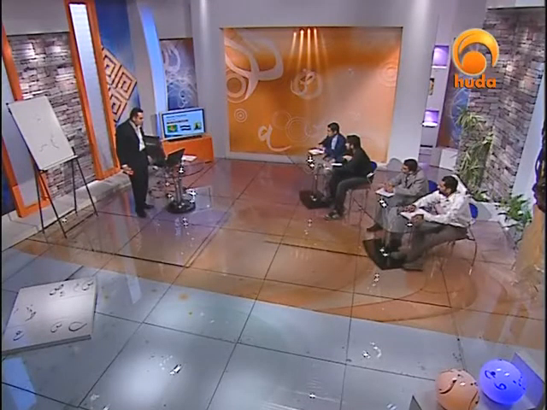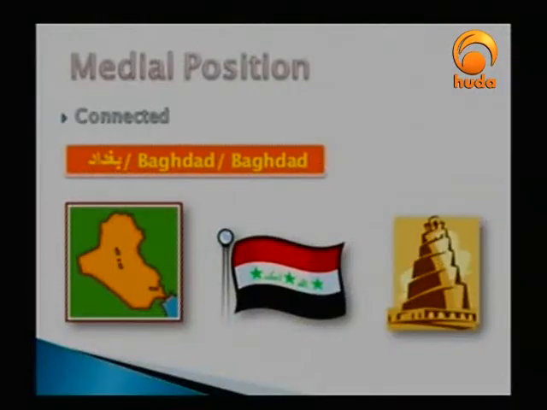Here we have Baghdad. Have a look at the photo here. Can you see that? Ghain here is closed. Can you see this? Okay, and we have just one dot, and it comes in the medial position, and it's always connected with the previous and with the following one.